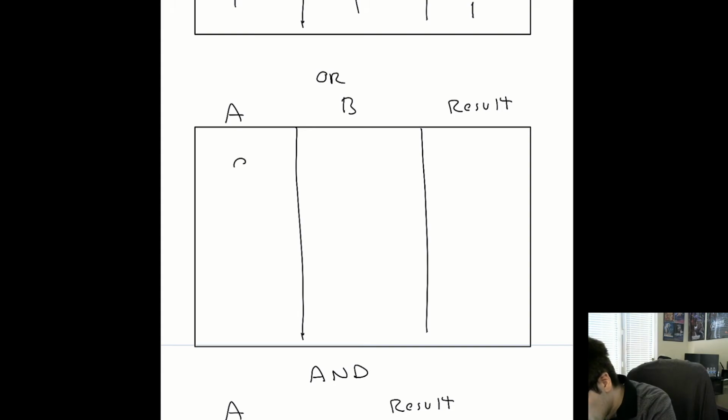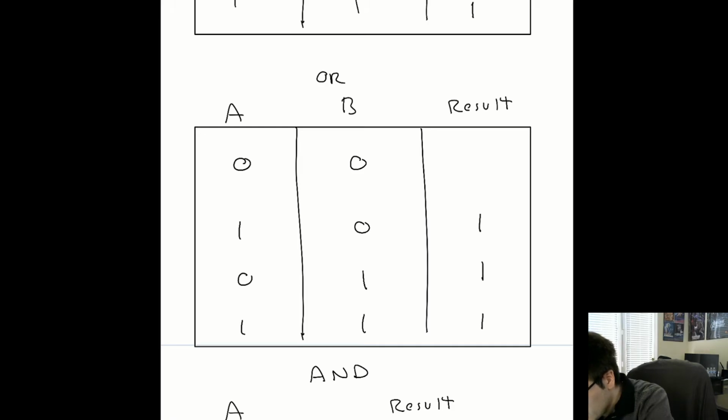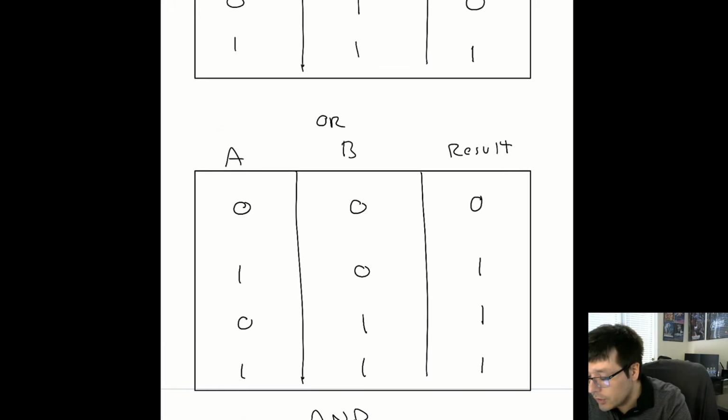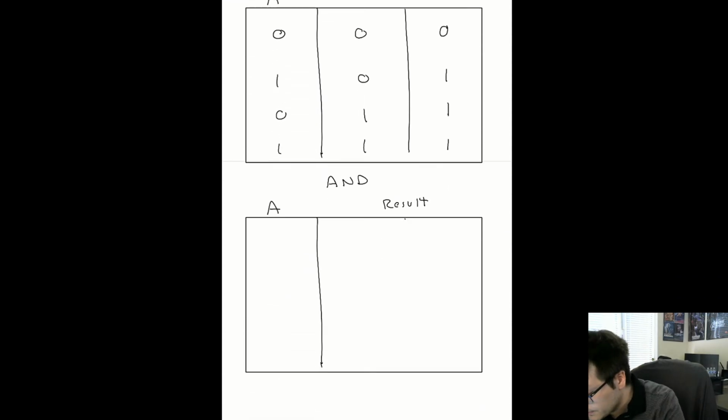For OR, we got the same 4 scenarios. However, with OR, if at least one of the 2 statements is true, then the resulting argument is going to be true. So basically, this will always be true, this will always be true, and if both of them are true, then this will be true. However, if both of them are false, then that's false. So as you can see, these two are kind of like opposite of each other. That's good. That's what we kind of want.